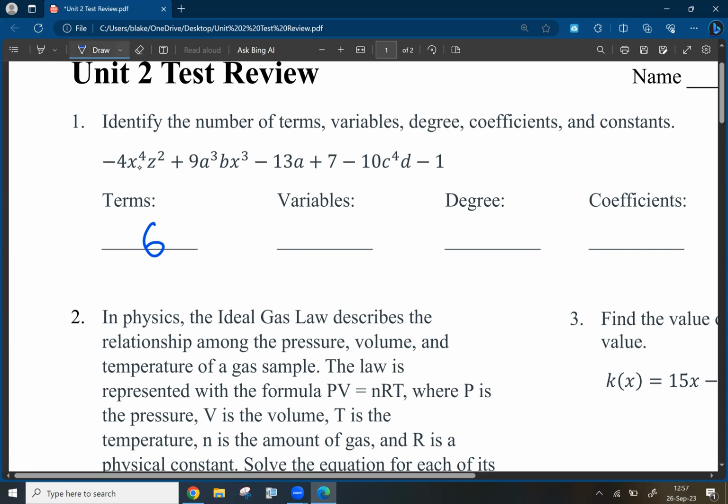Let's see if we can count them out. I like to make a list here to help me out. So I have X, Z, A, B. I already wrote X, I'm not going to write that again. A, already got that one. C, that's new. D, that's a new one. And so that's it. X, Z, A, B, C, D. So it's got to be 6 different variables.